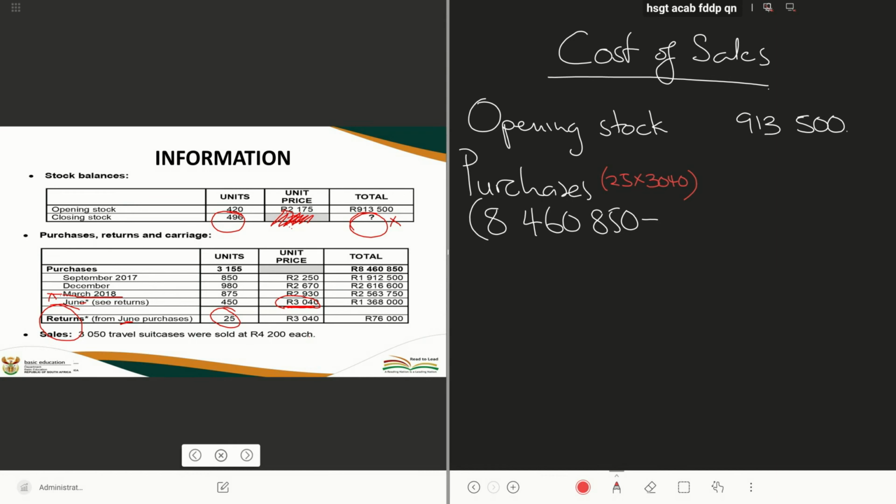So you take your calculator and say 25 multiplied by 3,040. And you will get 76,000. What is this 76,000? This is now your units returned. Very important here. 76,000.